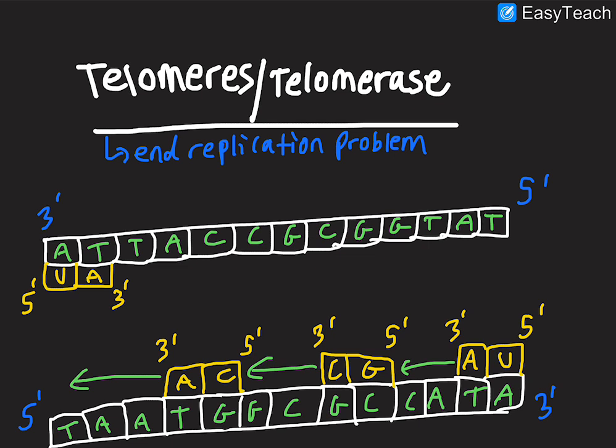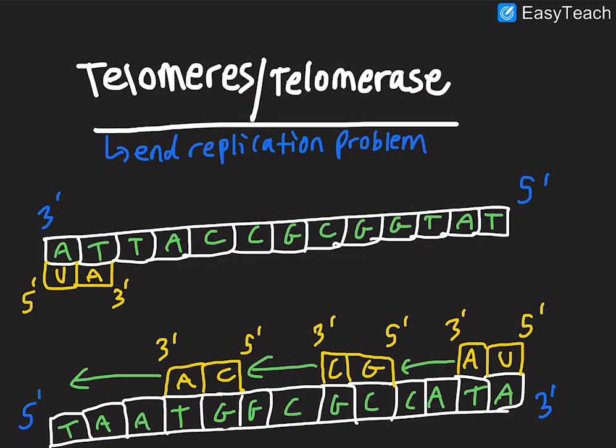Alright, so this is only in eukaryotes with telomerase, and basically what we call this is the end replication problem, because it's a problem when you end replication, okay? So here's what happens, right?